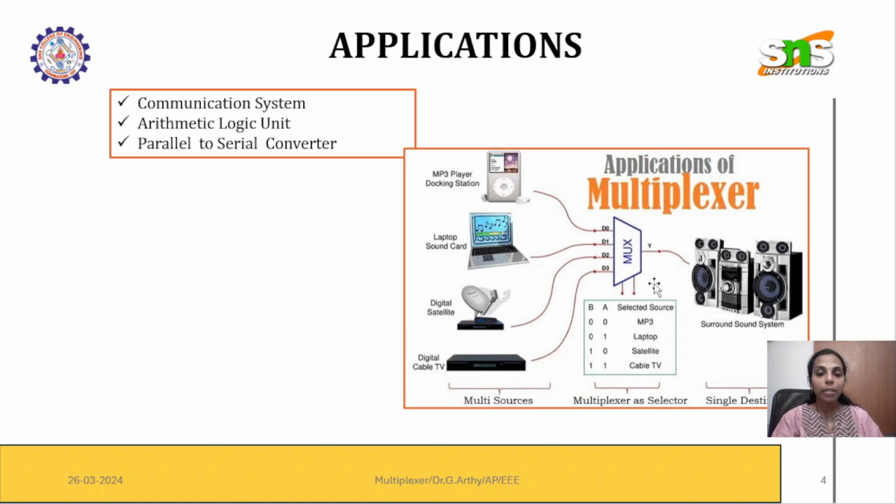So here a multiplexer can be used to get the output from any one of these inputs. For that, we require selection lines, to choose whether MP3, laptop, satellite or cable TV is selected. Similarly, in FM radio broadcasting, we receive n number of FM channels, but we choose any one, either Suryan FM or Hello FM. Out of the n frequencies available, we select one. One data is selected, and for this purpose a multiplexer is used.